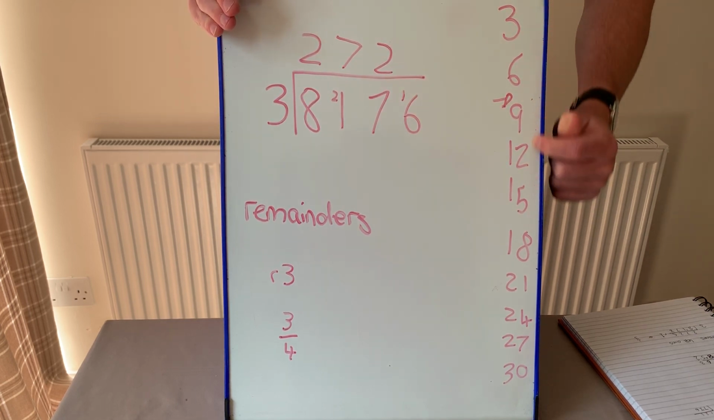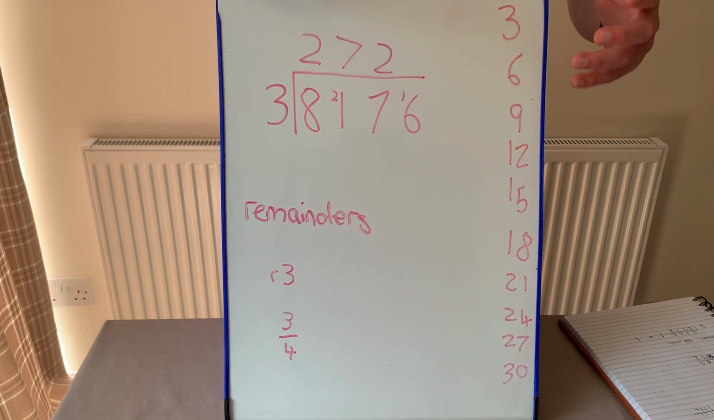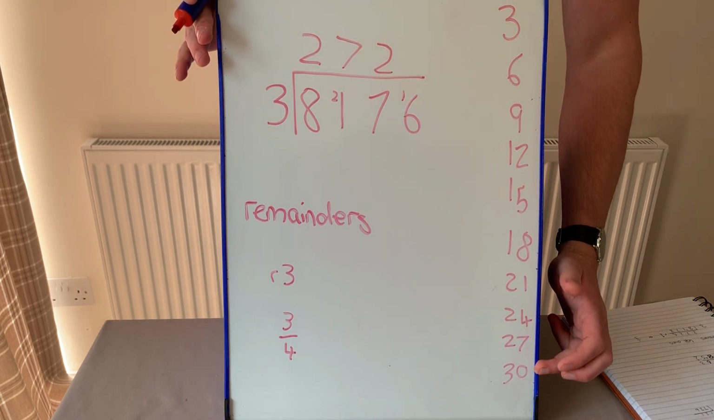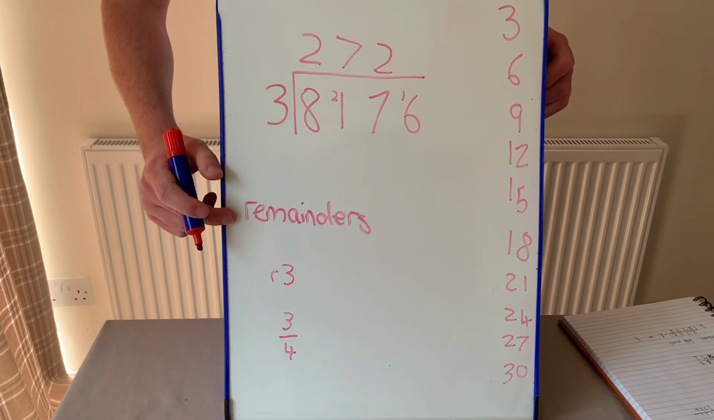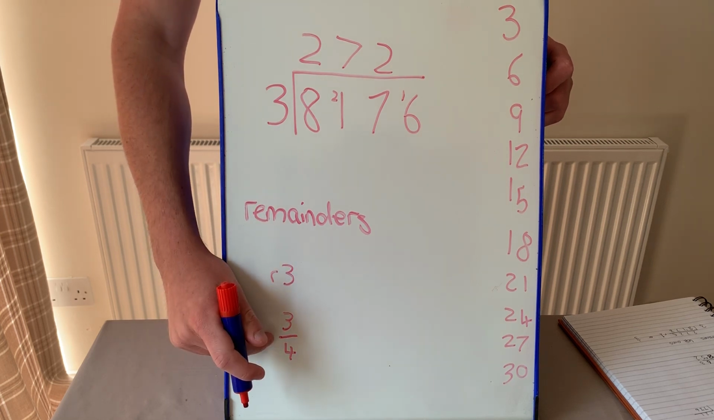Oh no, 16 isn't in my 3 times table. What on earth are we going to do? Well, it's exactly the same as before. All we do is we see how many complete 3s we can get in there. And then if we've got any left over, they are remainders. And we can either show that as an R, or we can show it as a fraction.